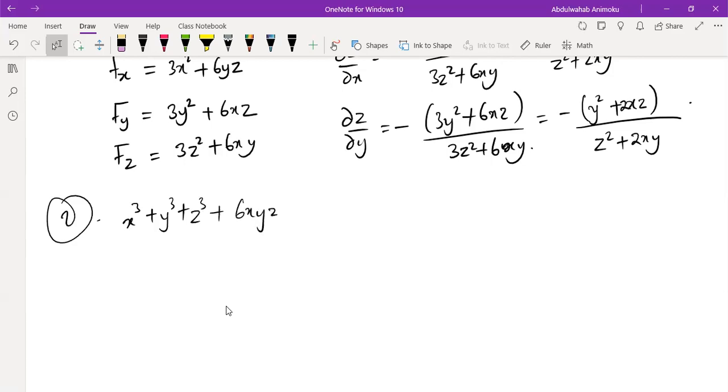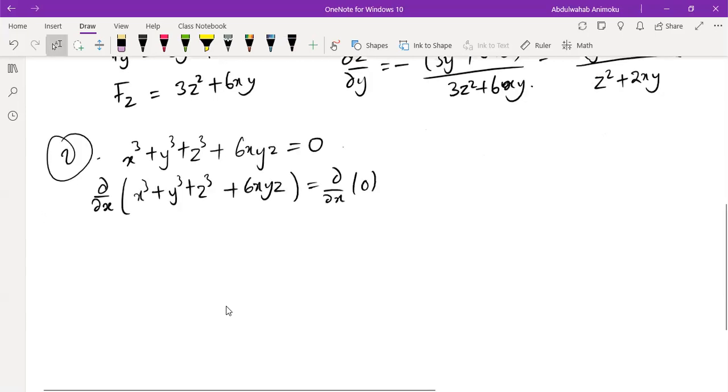So this is what you have as your problem. Now in this problem, what you do is you find del x of both sides. So you find the derivative, partial derivative of both sides with respect to x.